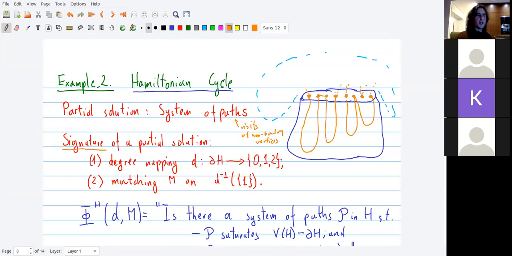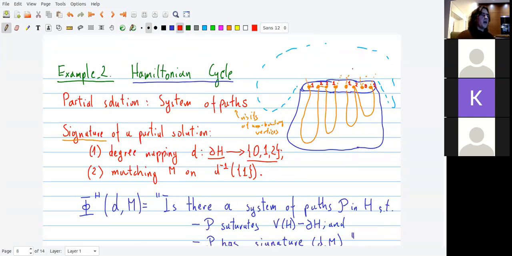So what do I need to remember about such a partial solution in order to understand how I can extend it into the future? First of all, for every vertex, I need to remember whether it is of degree 1, of degree 2, or of degree 0 in my system of paths. So how many edges incident to this vertex we have already encountered in my partial solution. So for instance, this degree mapping should look like this on the picture. This is just a degree mapping that tells me, for the boundary vertices, how many edges I have already seen incident to it: 0, 1, or 2.